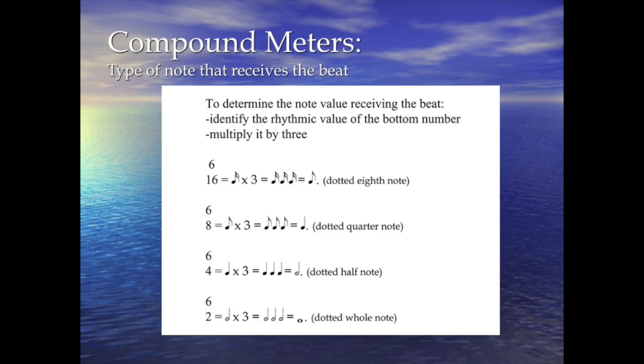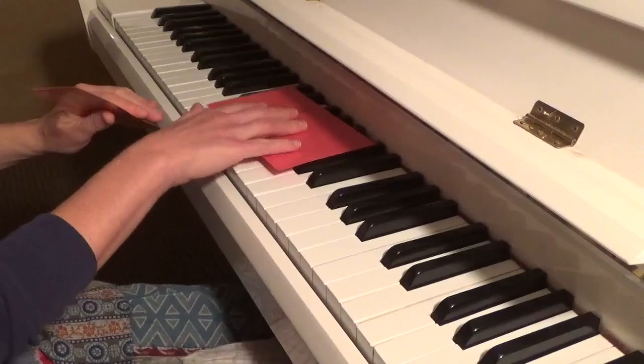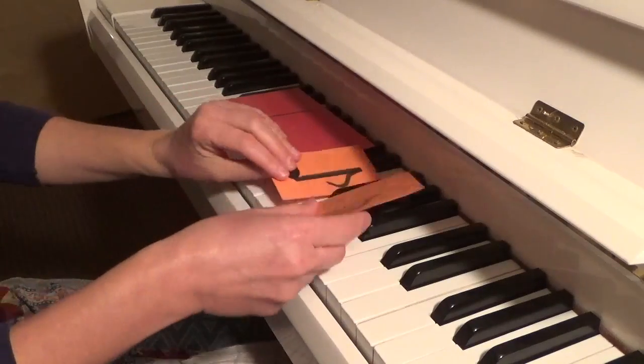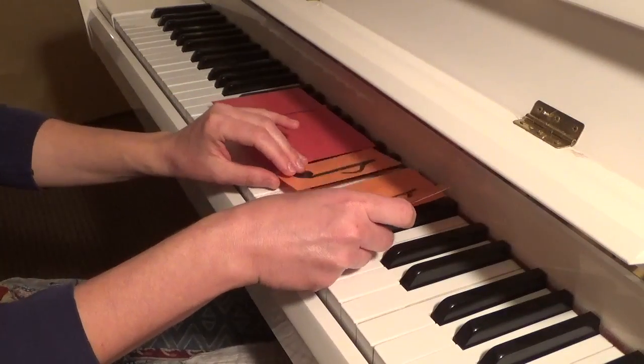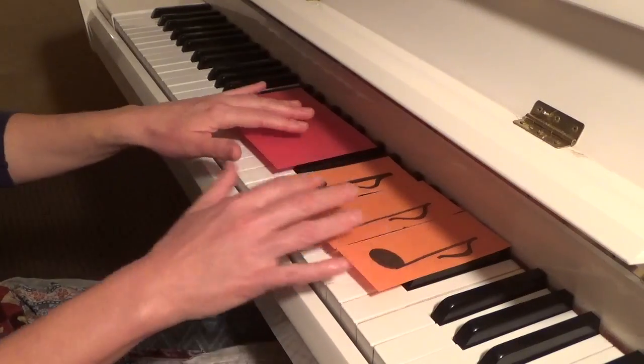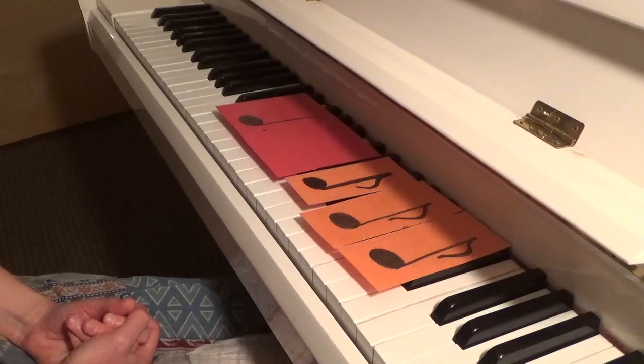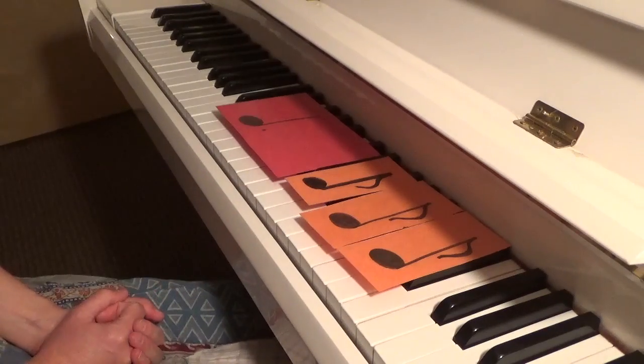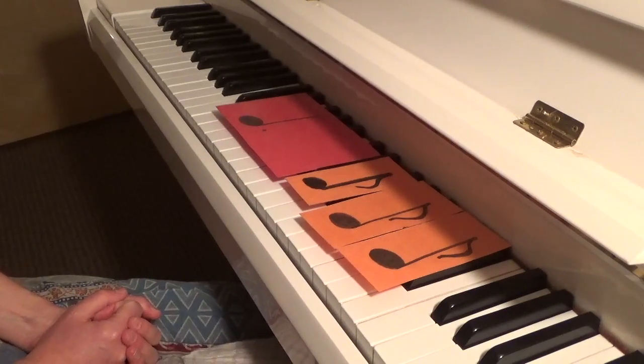Now let's take a look at what's going on with the bottom number. The most common number that we're going to have on the bottom for a compound meter is an 8. That is because the dotted quarter note is the most common type of note to receive the beat, to represent the beat in compound meter. And so the 8th note is typically the bottom number.